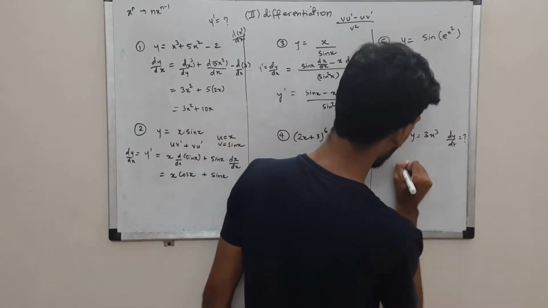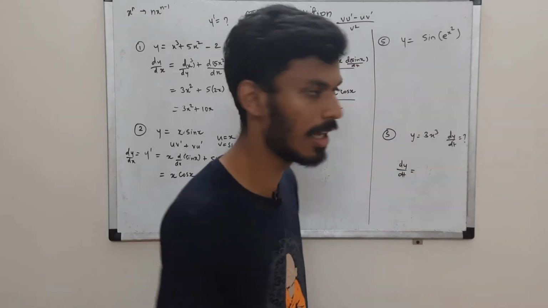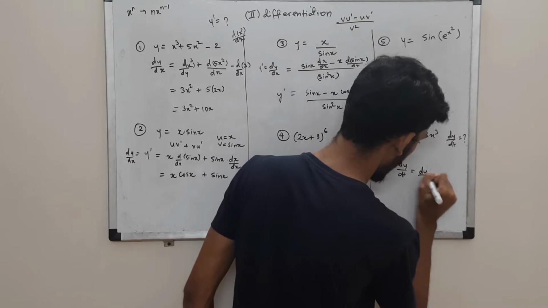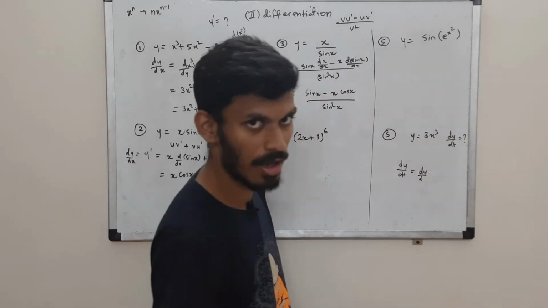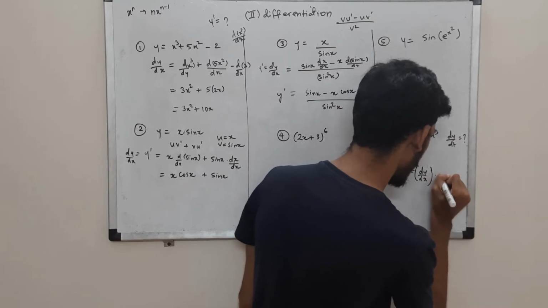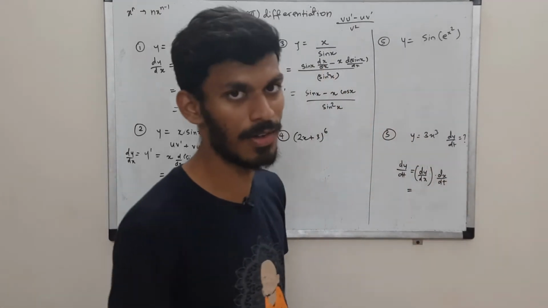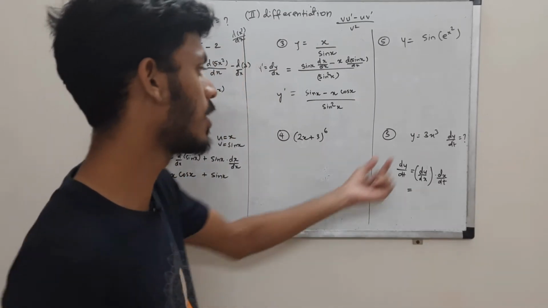So this is something I told you. Here you are supposed to find dy by dt. So dy by dt can be easily found. You can write dy by dx, since your function is a function of x, into dx by dt. So dy by dx you can find surely, it is just y dash.